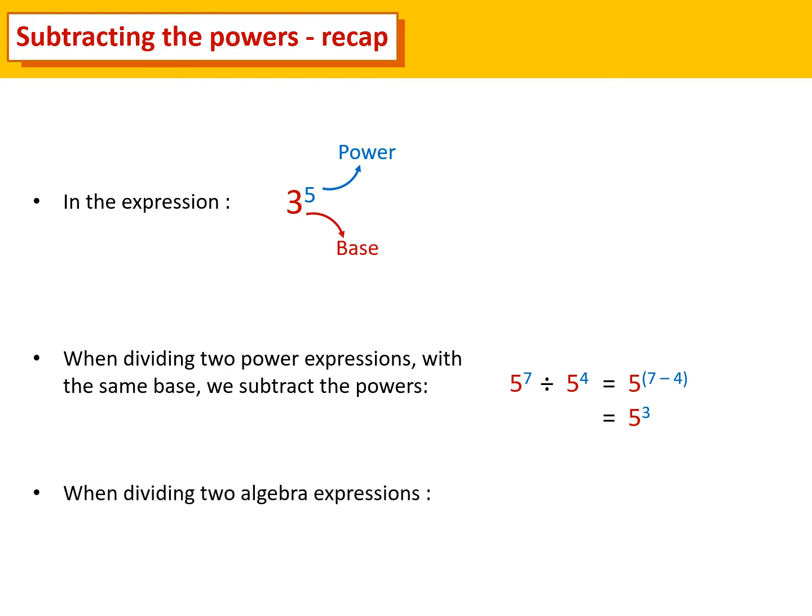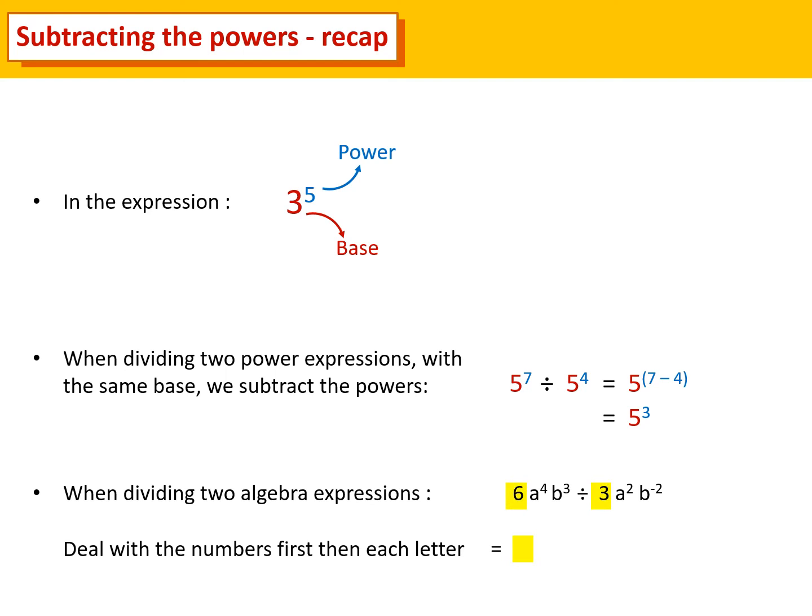When dividing two algebra expressions, deal with the number first and then each letter in turn. So 6 divided by 3 would be 2. A to the power of 4 divided by a squared, we subtract the powers to give us a squared. And the b term, b cubed divided by b to the power of negative 2. Be careful here, we're subtracting the powers, so the power becomes 3, subtract negative 2. Subtracting negative 2 is adding 2, so it becomes b to the power of 5.